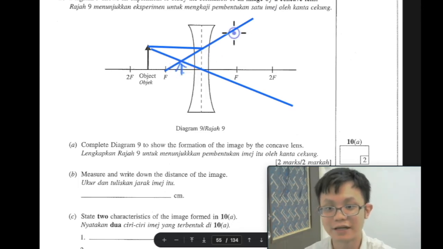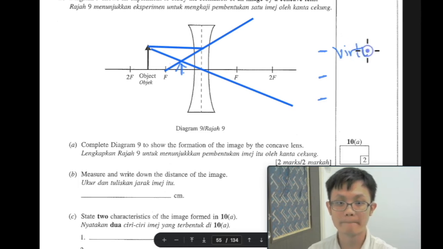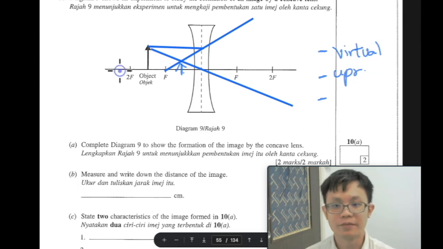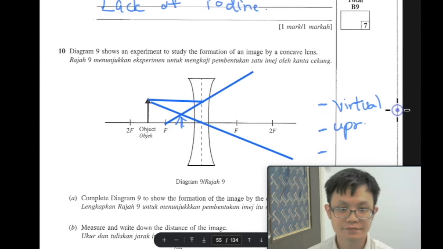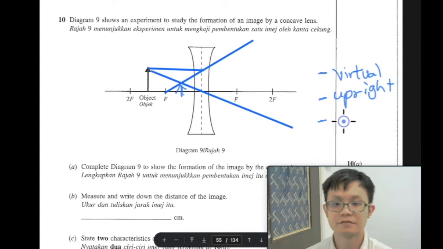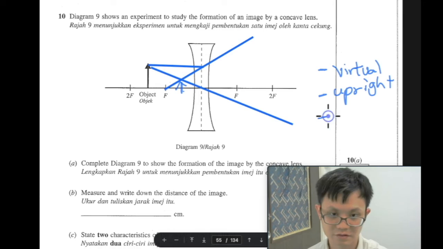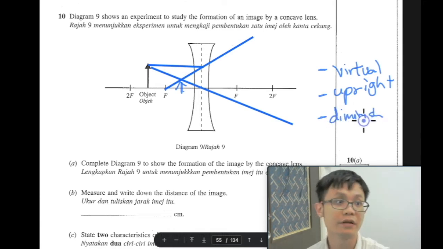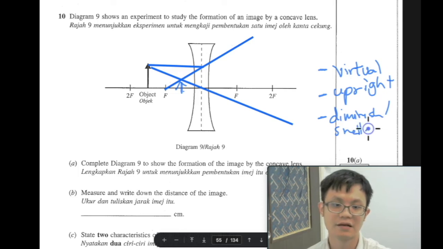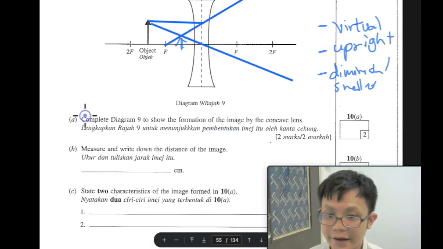So if this is the image, what are the characteristics? 3 characteristics. Virtual. It is virtual, very good. Some more? Then it's upright. So this will be upright. And one more. What is it? Diminished. Very good. Diminished, or I put here smaller. Up to you lah. But diminished will be a better word. 3 characteristics. Okay, continue on.